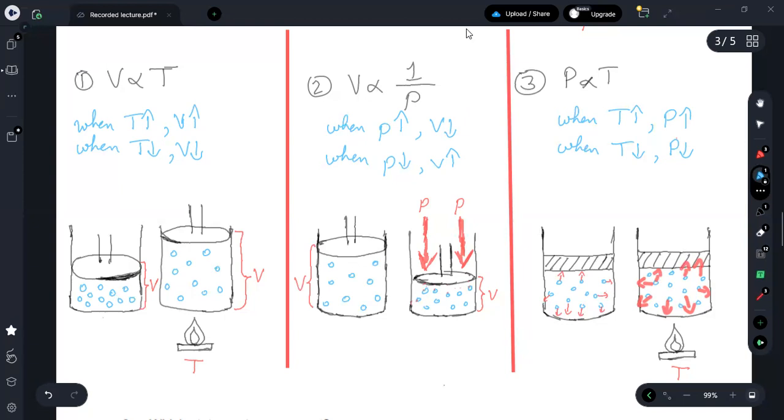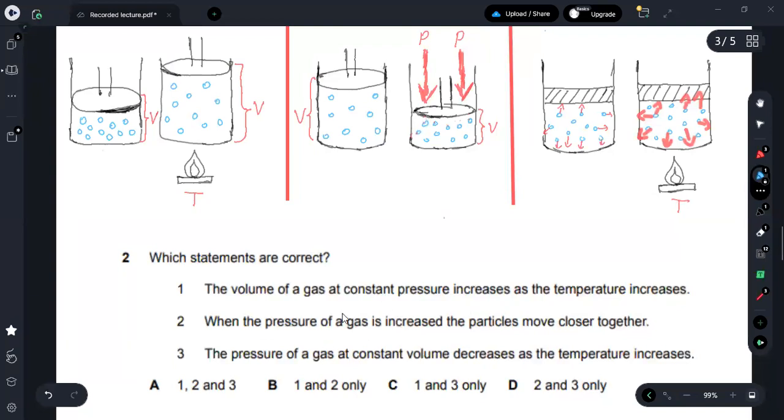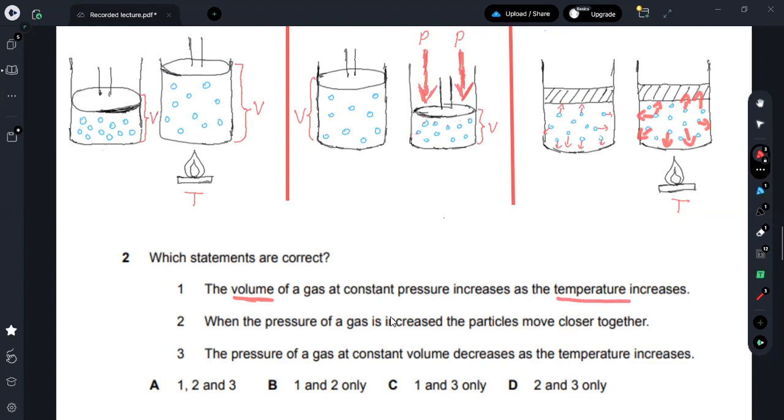Now we'll be moving to a short quick MCQ on this. So here is the MCQ. You can stop the video for a minute and read it. Okay, so the question is: which statements are correct? Three statements are given. Statement number one says that the volume of a gas at constant pressure increases as the temperature increases. You have to pay attention to which two variables are being compared in this particular statement. One is the volume, and the second is the temperature. These two are being compared, and the pressure, the third variable, is being kept constant as always.